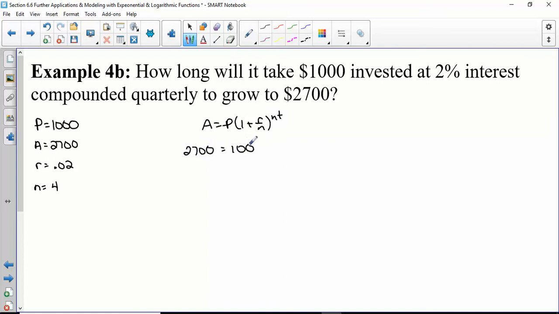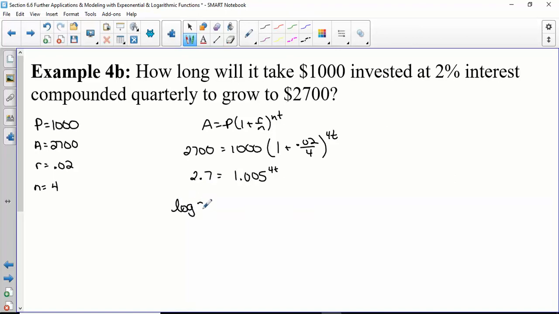Plug in everything we have. And we're solving for T. So you could divide your 1,000 over. You could also simplify on the inside of that. So a couple steps we're going to take here. If we divide by the 1,000, we get 2.7. If you do 1 plus 0.02 divided by 4, so just working the inside of the parenthesis, that's 1.005.